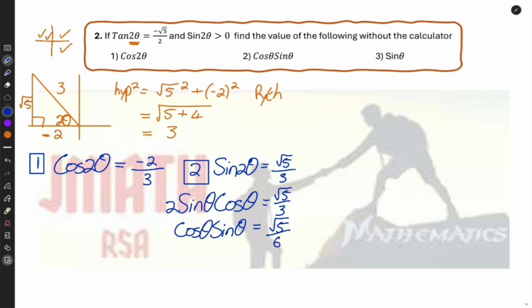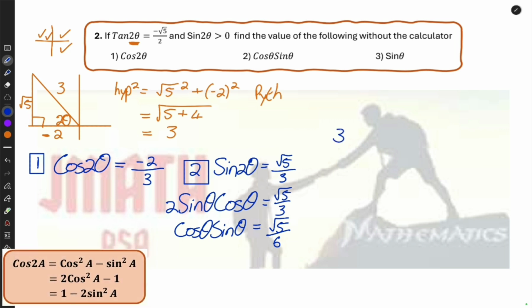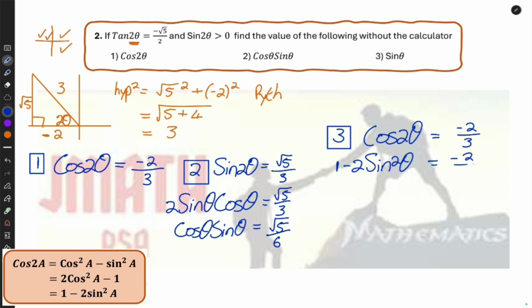So question 3, to get to sine theta from a double angle triangle, I always need to go through the cos double angle formula. So first thing I'm going to do there is I'm going to say cos 2 theta is equal to minus 2 over 3. So I'm starting with my answer for question 1. Now I'm going to choose the option that has a sine in it. So 1 minus 2 sine squared theta is equal to minus 2 over 3.